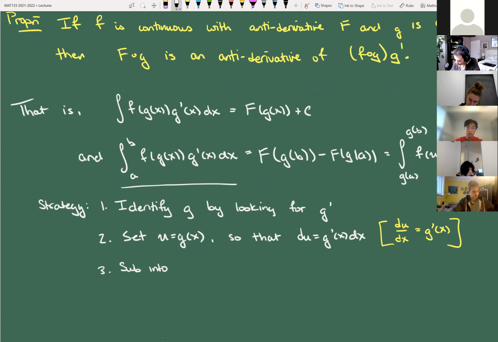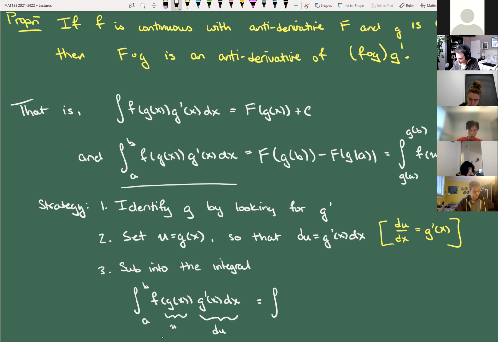Sub into the integral. When we do that, I'm just rewriting the original integral here, g prime of x dx. This thing here, that's u. And this whole thing here now, that's du. So when I make the substitution, and don't forget to change your bounds here. We said we had to change the bounds in order to make everything work out. That gives us f of u du. And now our life is much easier to solve.